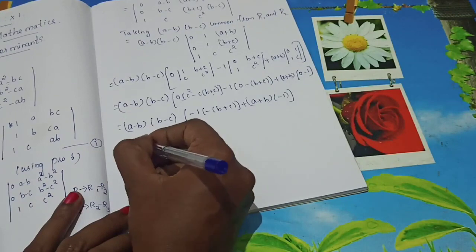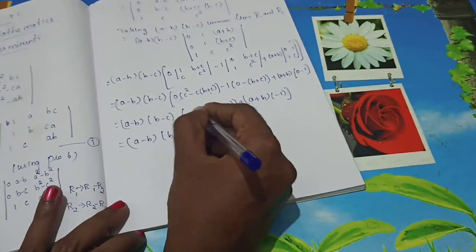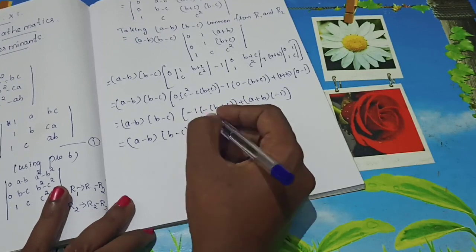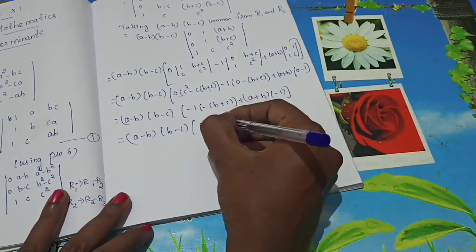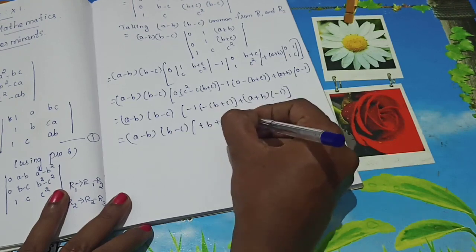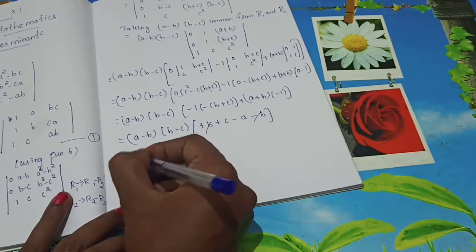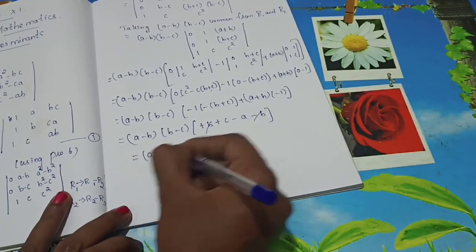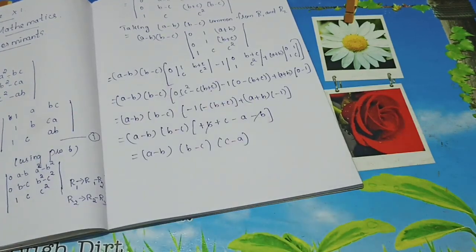That is equal to A minus B into B minus C into minus. Is it right? So plus. Then minus into minus, is it right? Again plus C. Then minus A minus B. So what will happen? This 2 will get cancelled. So what's the balance? A minus B into B minus C into C minus C. Understand? Now one part over.